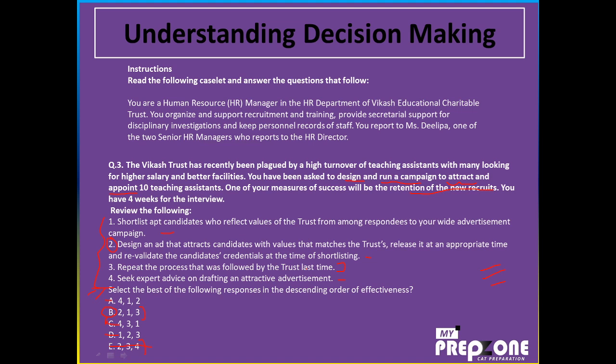It would already be included in it. Second thing, if you seek expert advice on drafting an attractive advertisement, but then you do not design that, how will it make any sense? So 431 cannot be the answer. Let us talk about the A part, 412. If you seek expert advice on drafting an attractive advertisement, and then you shortlist appropriate candidates, and then you design an ad, absolutely not. So you have to talk about the flow as well.